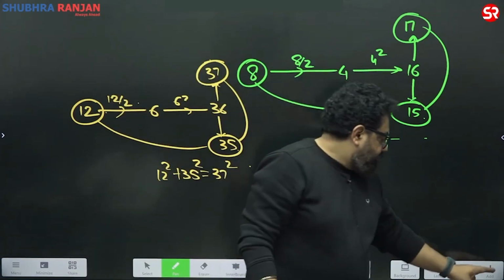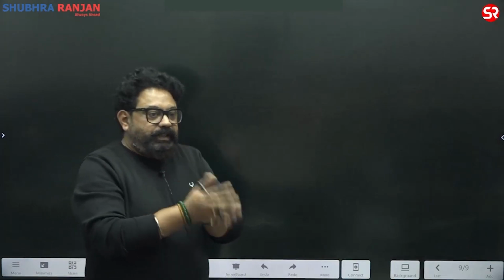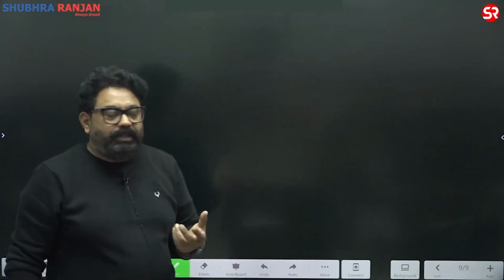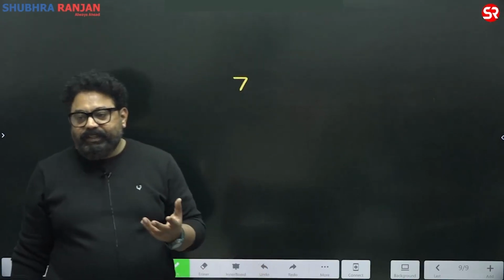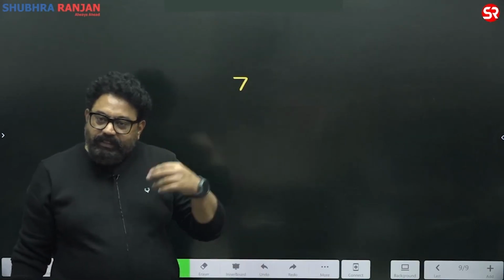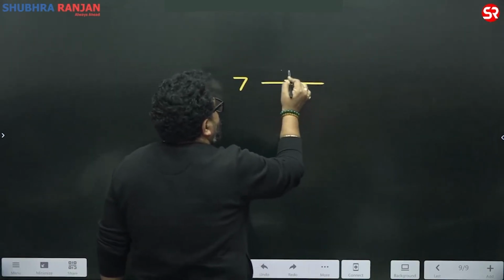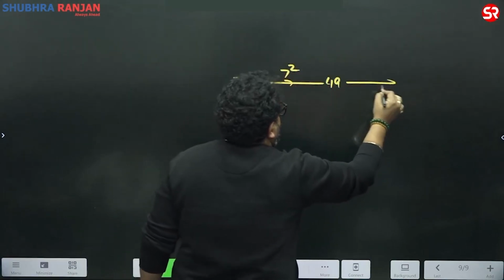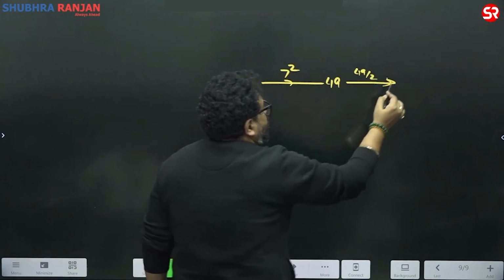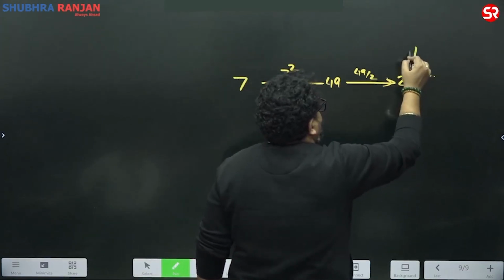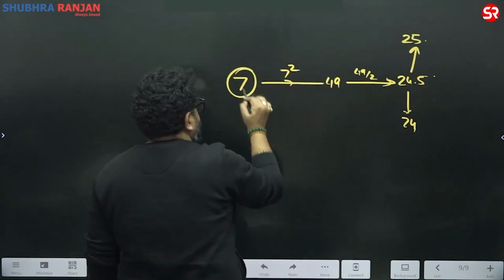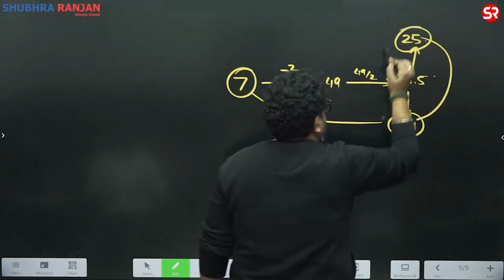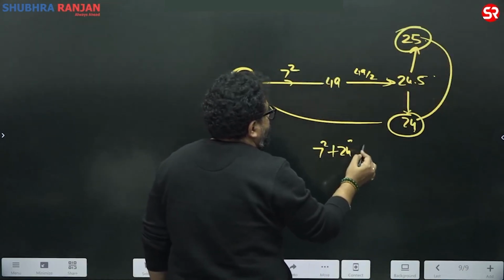Agreed? And then don't remember the series. It exists, it is beautiful, but don't remember it. What is the trick if you have an odd number? So if I have 7 as one of the smallest sides of a triangle, what are the remaining two sides? Watch carefully. What is 7 square? 49. What is 49's half? 24.5. A number bigger than 24.5? 25. Smaller? 24. Got it? 7 square plus 24 square is 25 square.